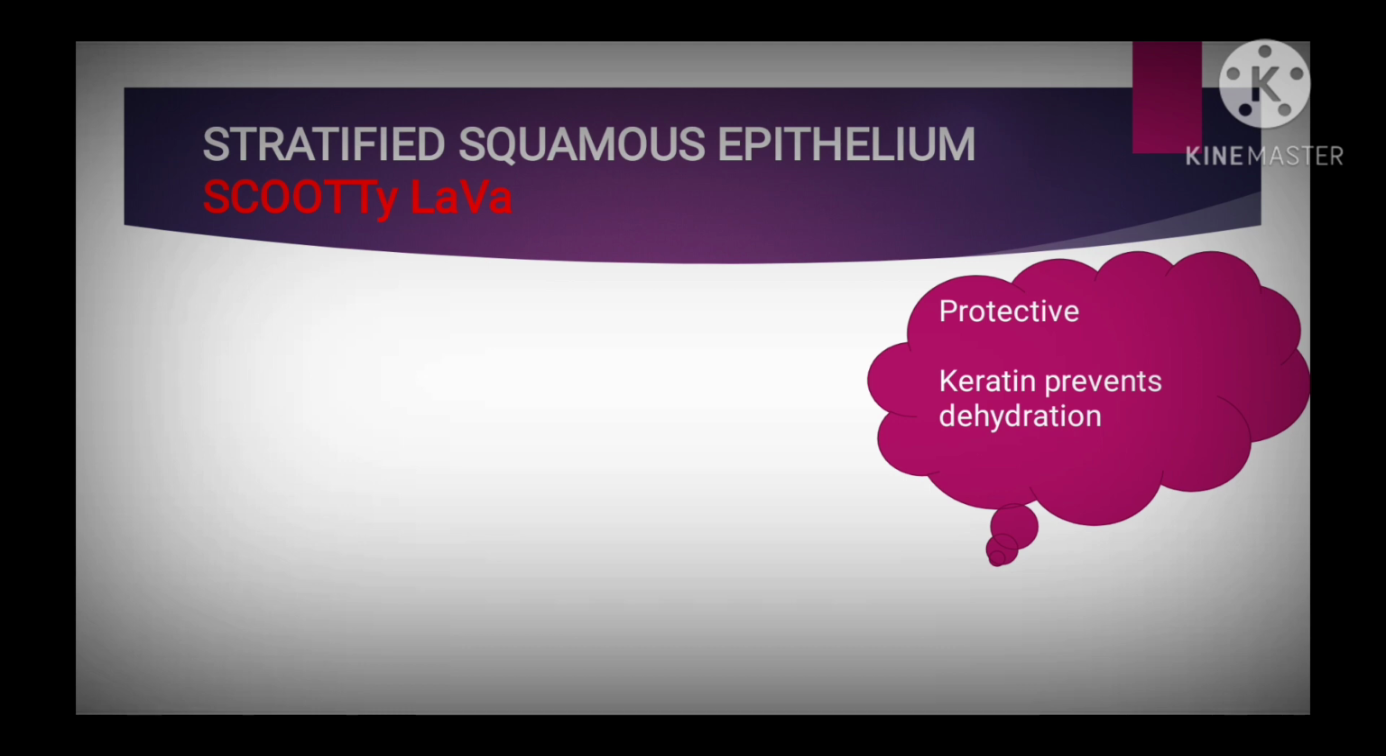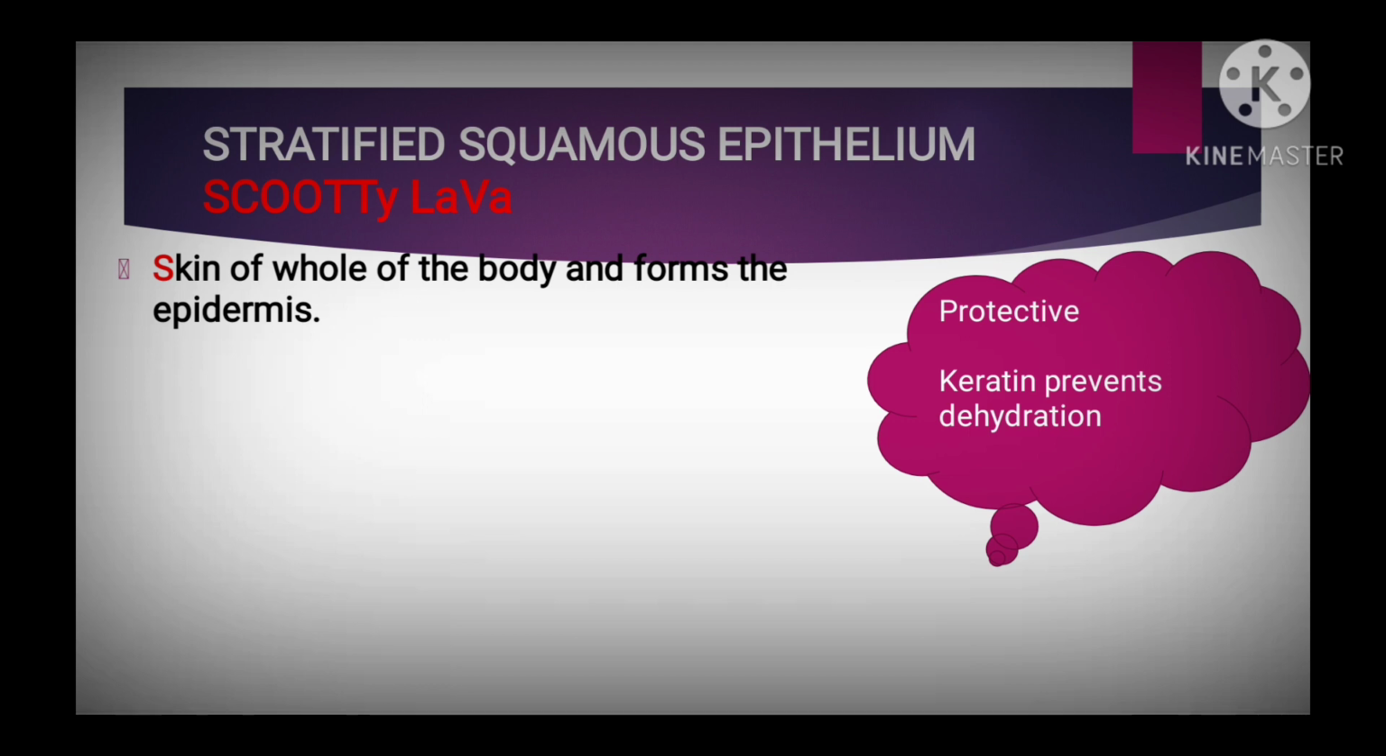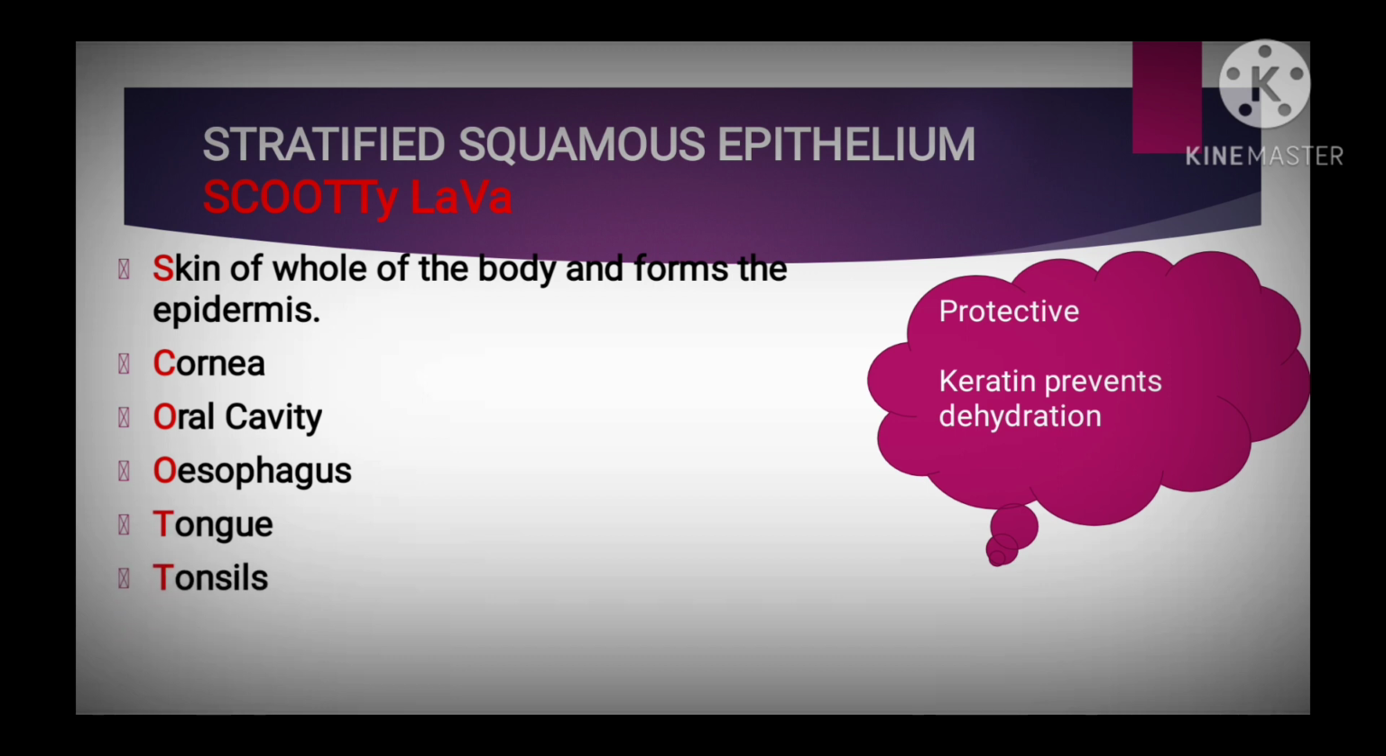For stratified squamous epithelium, the mnemonic is SCOOTTLAVA. S means the skin of the whole body, forming the epidermis. C for cornea, O for oral cavity, another O for esophagus, T for tongue, T for tonsils, LA for laryngopharynx, and VA in lava stands for vagina.